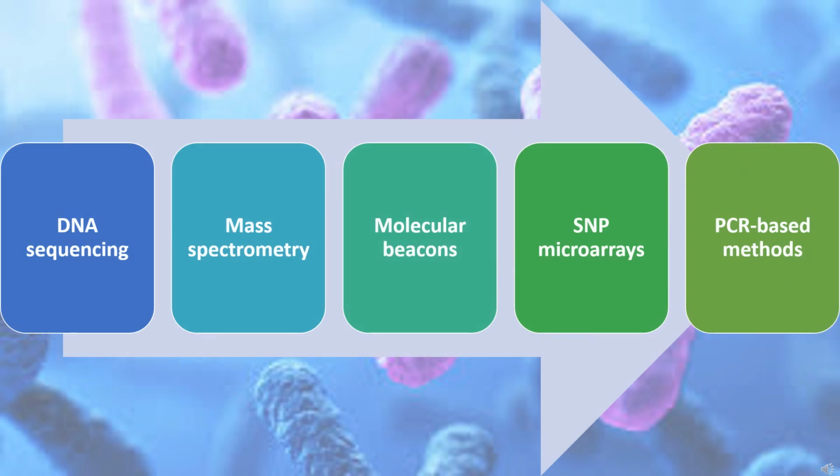Genotyping methods include DNA sequencing, which analyzes all nucleotides in a DNA sequence; mass spectrometry, which analyzes the molecular mass of ionized particles; molecular beacons, which detect specific genetic sequences; SNP microarrays, which detect single nucleotide polymorphisms; and PCR-based methods, which amplify specific DNA sequences. Genotyping can be performed on large-scale populations using high-throughput technologies like microarrays and next-generation sequencing. These methods will be discussed in detail in other videos.